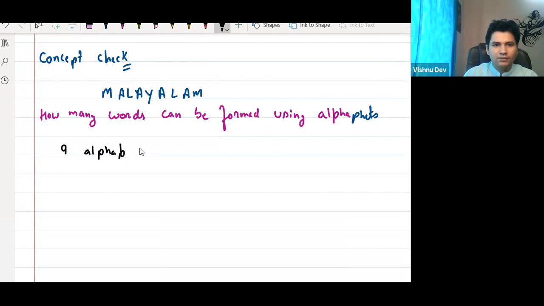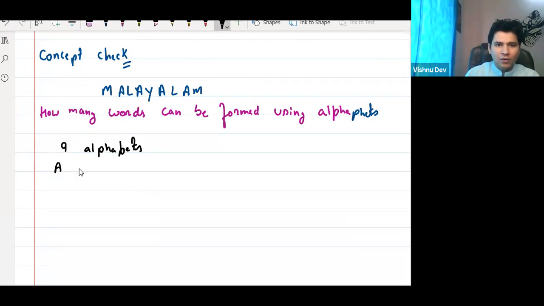But in these 9 alphabets, many are repeated, yes or no, right? Many are repeated, correct, everyone? Sir, A happens 4 times. A is 4 times, L is 2 times, and M is also 2 times.